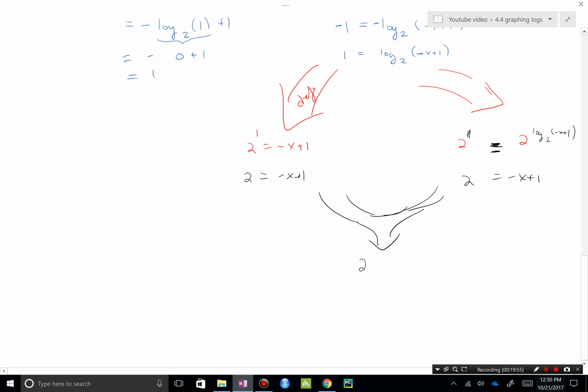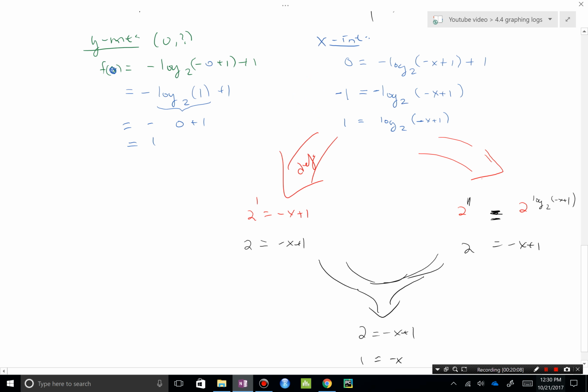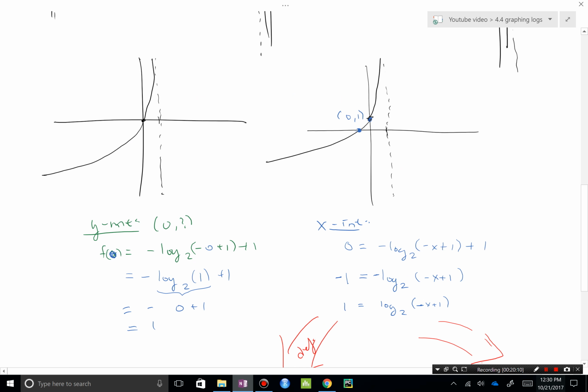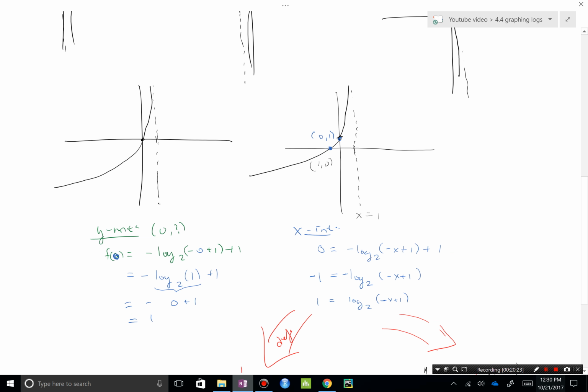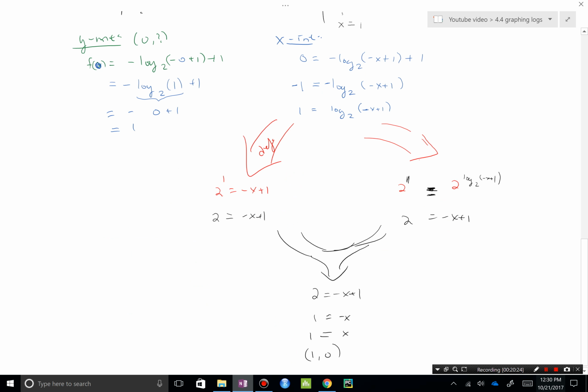That 2 equals negative x plus 1, so that's minus 1, so 1 equals negative x, so x equals 1. So your x intercept is at 1, 0. So for this graph, this is at 1, 0. And don't forget your vertical asymptote is at x equals 1. It's really not hard at all. It's just for you to understand how it works. Okay, so that's graphing them.